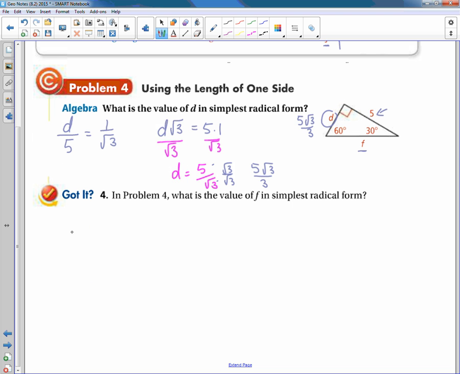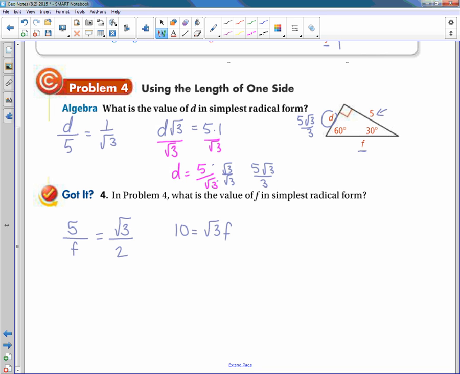Now, when given the option of using a calculated value or a given value, we always want to use the given value just in case we've made an error in the calculated value. So I'm going to go back and use my original 5 and f. I'm going to say long leg, which is 5, over f, which is hypotenuse, equals long leg, which is the square root of 3, over 2, which relates to my hypotenuse. So once I cross multiply, I get 10 equals the square root of 3 times f.